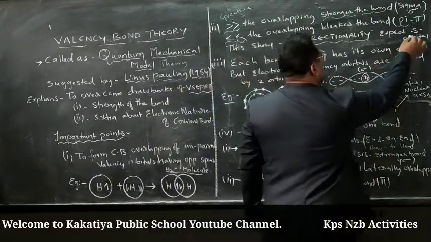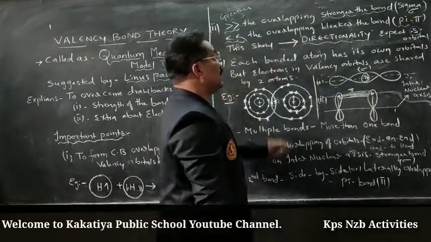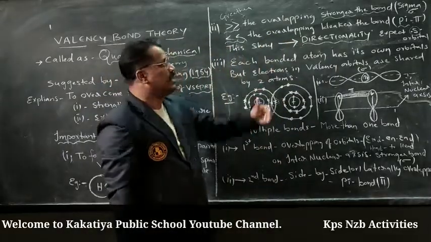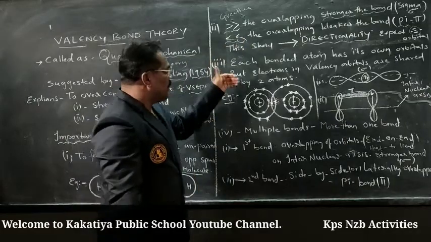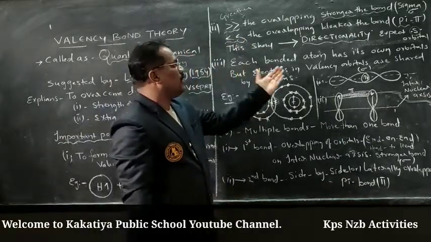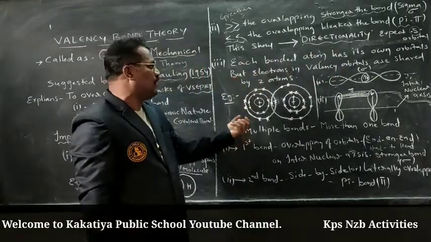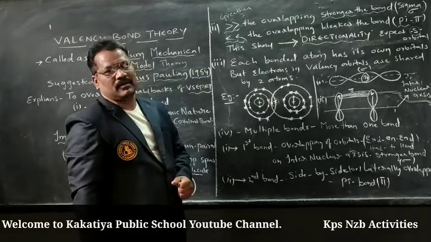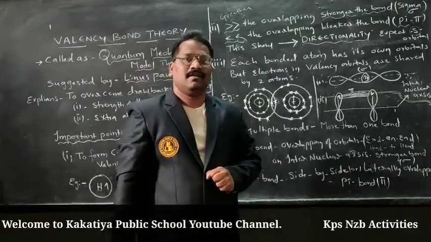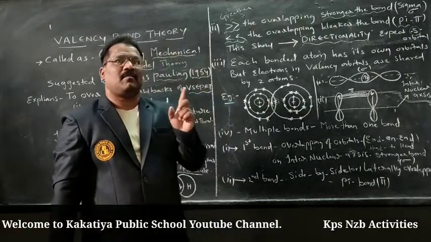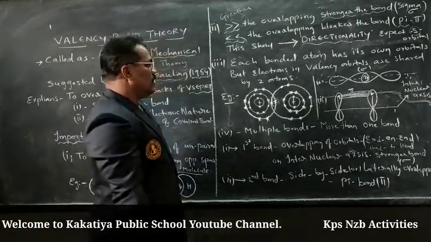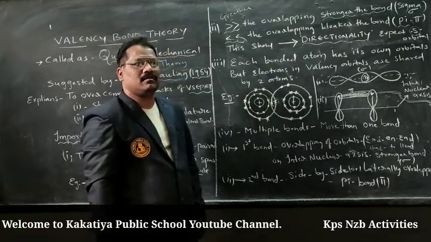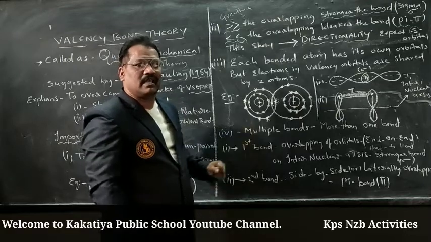Except for s orbital overlapping, directionality can be clearly explained in other orbitals. That is the second point. Coming to the third point, each bonded atom has its own orbitals. Example I have taken here: formation of a chlorine molecule, whose atomic number is 17. Electronic configuration is 2, 8, 7. It has one unpaired electron in the valency orbital.